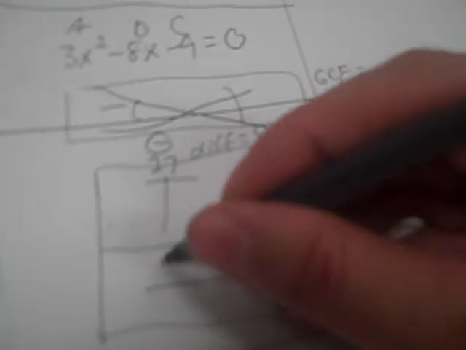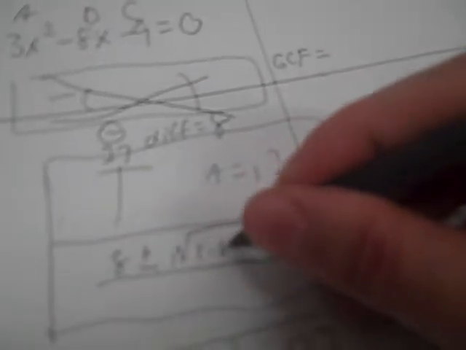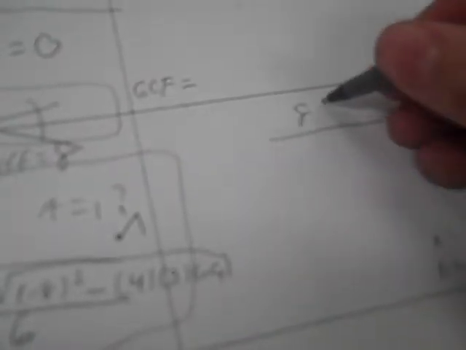Opposite of b plus or minus the square root of b squared minus 4ac. A is 3. C is negative 9. You've got to get that negative 9. And then 2 times 3 is 6. Okay, so I've got 8 plus or minus the square root, and then over 6.